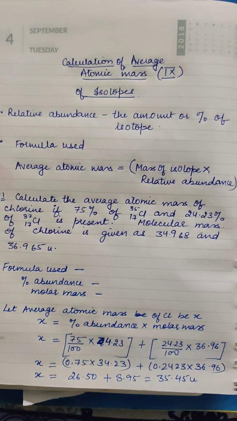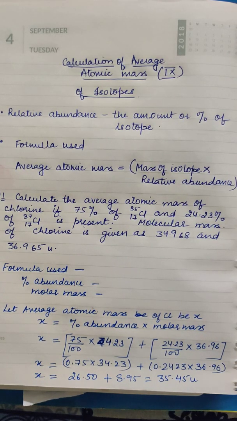Okay, so let's start with the calculation of average atomic mass, which is an important topic of grade 9th. Here we are going to learn how we can calculate the average atomic mass of a particular element if the percentage abundance of its isotopes is given to us. These types of questions are important from a grade 9 point of view.